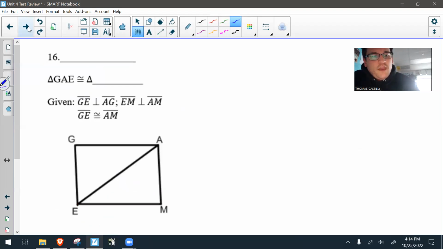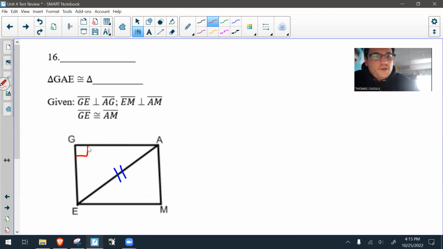All right, next we have a shared side. I didn't even look at any of the given information because my eyes immediately went to that shared side. So we know AE is congruent to itself. Now the next one we have is GE is perpendicular. Remember, what does perpendicular mean? That means a 90-degree angle.